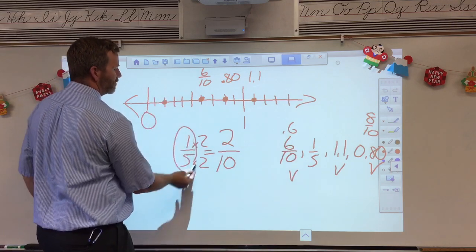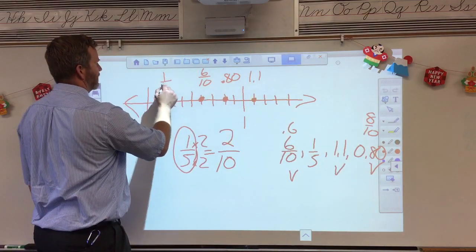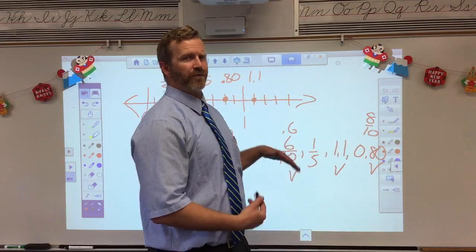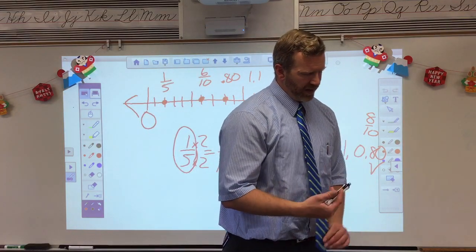Now, I'm gonna use our original fraction up here. I'm gonna keep 1/5 because the book is gonna be looking for the original fraction or original decimal it gave us when we look for this final answer.